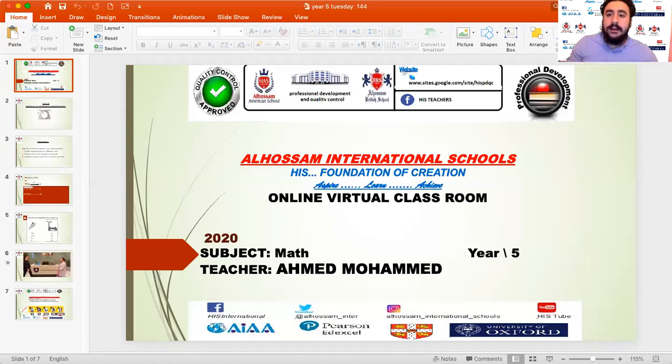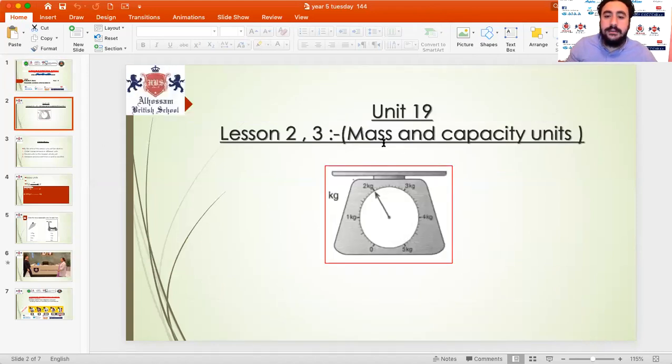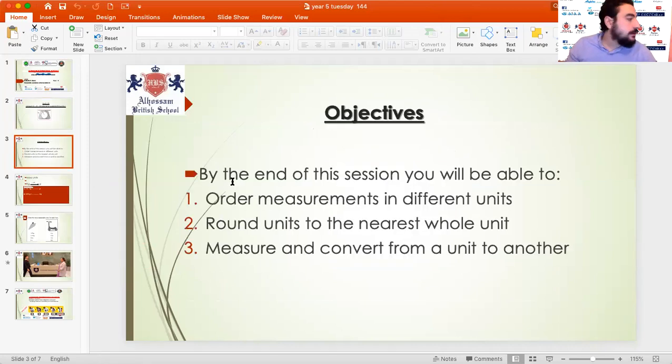This is Virtual Classroom 2020. And today we're going to talk about mass and capacity units, unit 19. Our objectives are to order measurements in different units, round units to the nearest whole unit, and measure and convert from one unit to another. This is maybe the most important one.